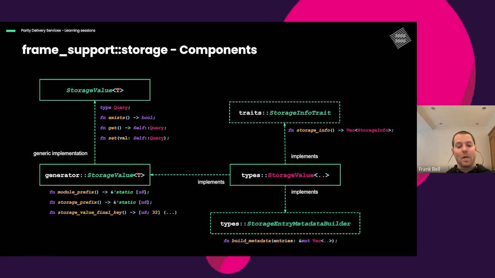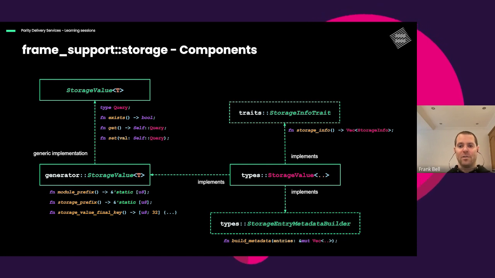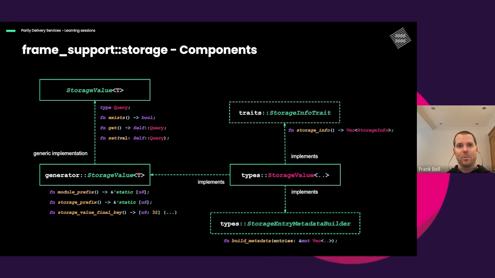And then most importantly, we've got that storage value struct, which is the type alias that I mentioned initially. That storage value implements the generator trait, as well as the storage info trait, which is that POV state transition proof that I mentioned, as well as the metadata builder, which I mentioned as well. So the top bit is for the POV size calculation. The bottom bit is for the metadata, which appears in the runtime.